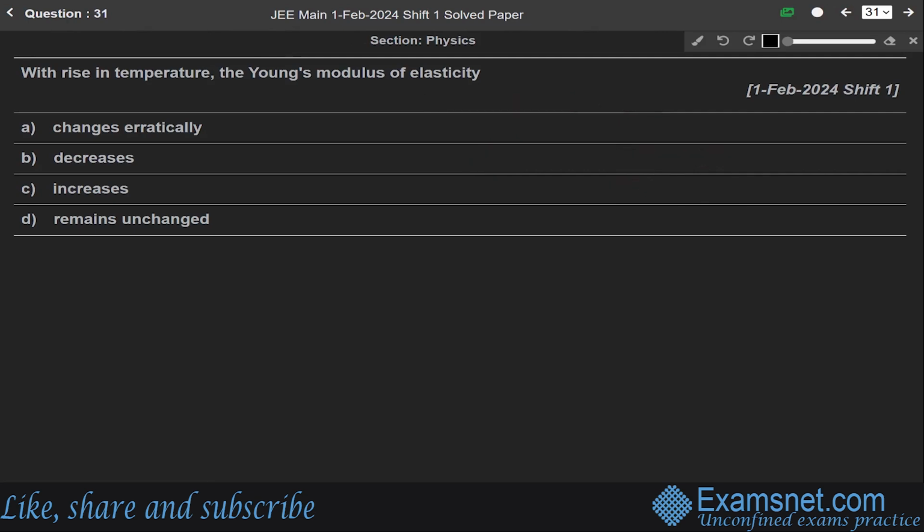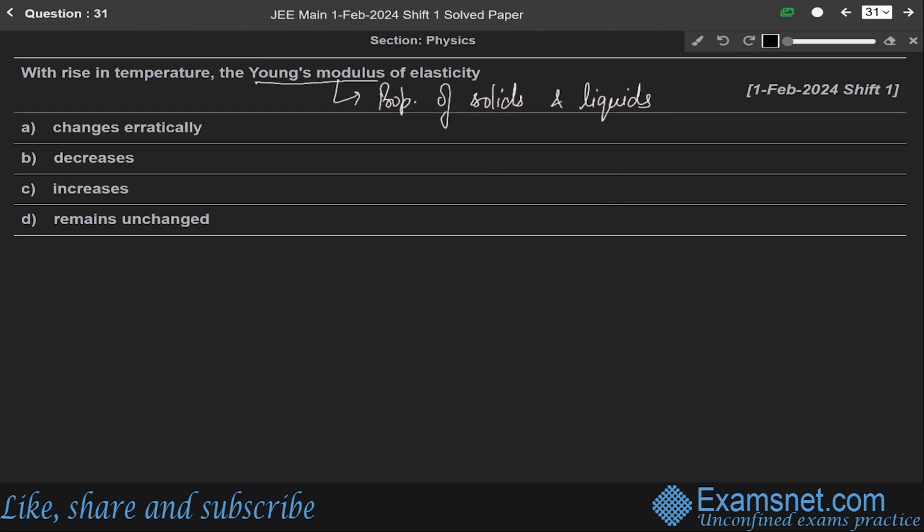So here we go. Question number 31. With rise in temperature, the Young's modulus of elasticity... So this question is from the chapter of properties of solid and liquid. We have to find the correct answer from these four options. First of all, we should know what the effect of temperature on Young's modulus of elasticity is.